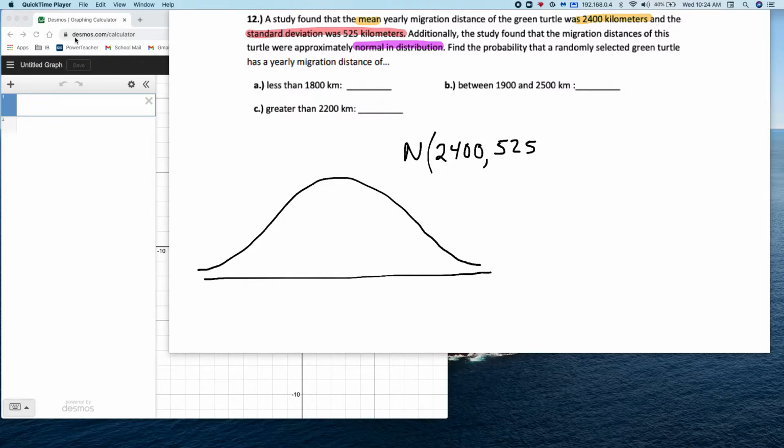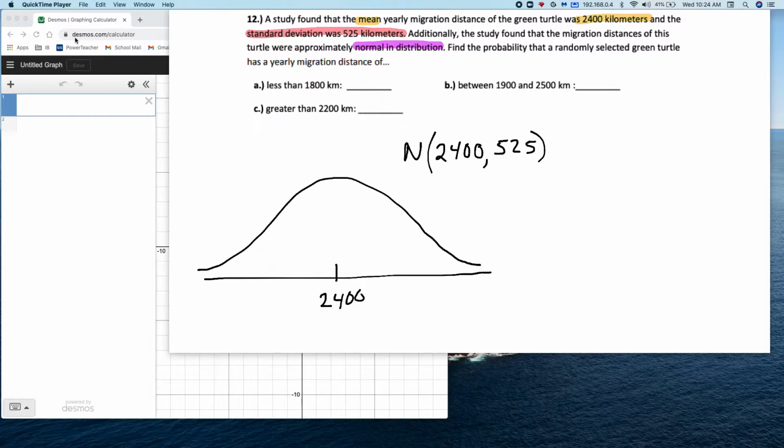If you don't have that listed, let's say it's a test and you had to turn in your notes, you wouldn't get any credit. I don't know what it is if you don't put that description up there. N, parenthesis, mean, comma, standard deviation. Now you do some of the work down here. You know that this is 2,400.